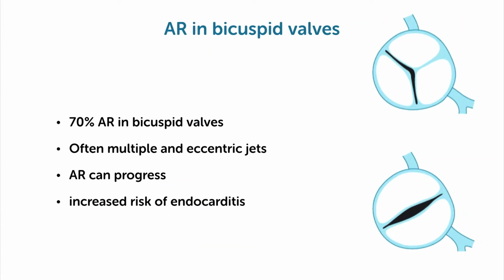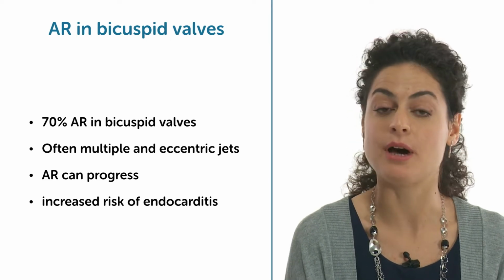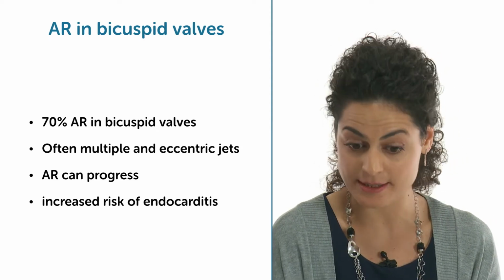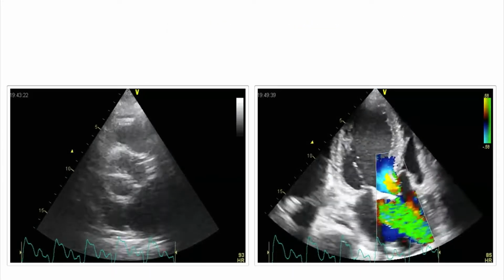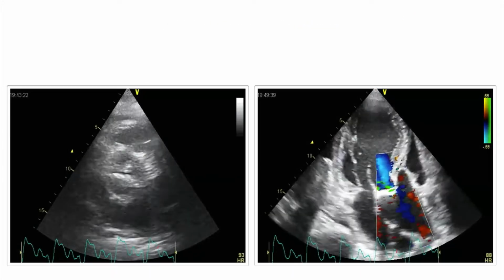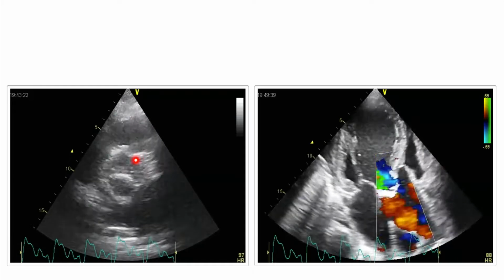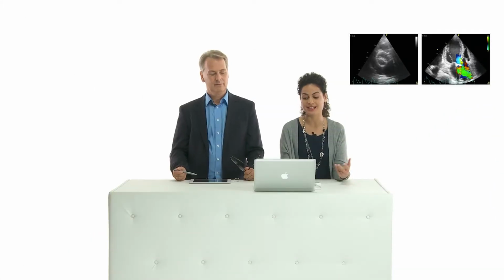Yes, so AR can be present in bicuspid valves. Actually, 70% of AR is present in bicuspid valves, often with multiple jets, and they are eccentric, as the one we showed you. It can progress and increases the risk of endocarditis. And here we have another example. Look at this extremely calcified and thickened aortic valve, which causes AR, but the flow is in acceleration also during systole. So we can guess this is a combined disease of the aortic valve, so regurgitation plus stenosis.